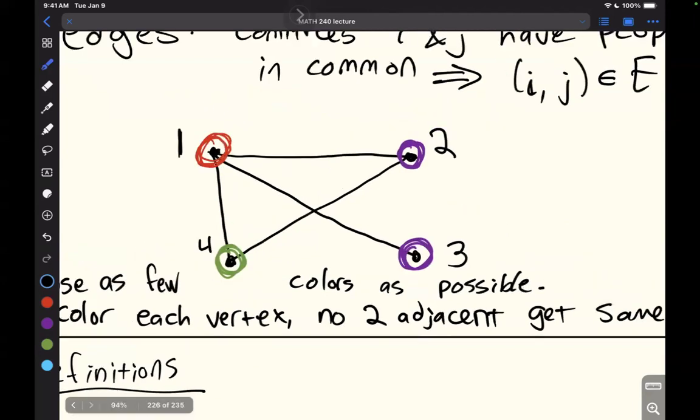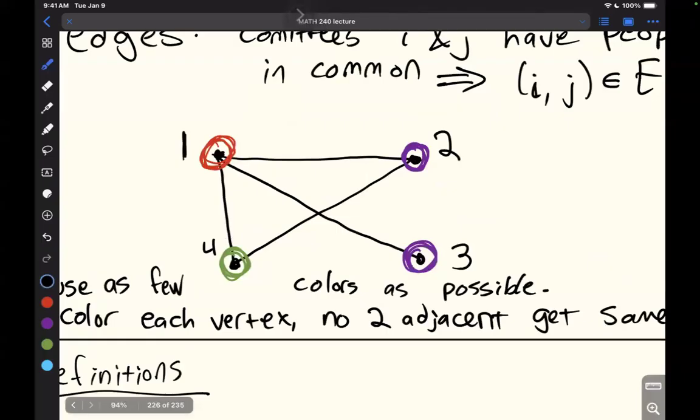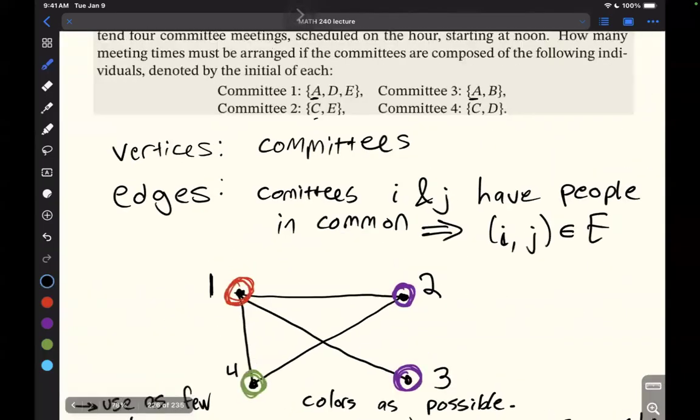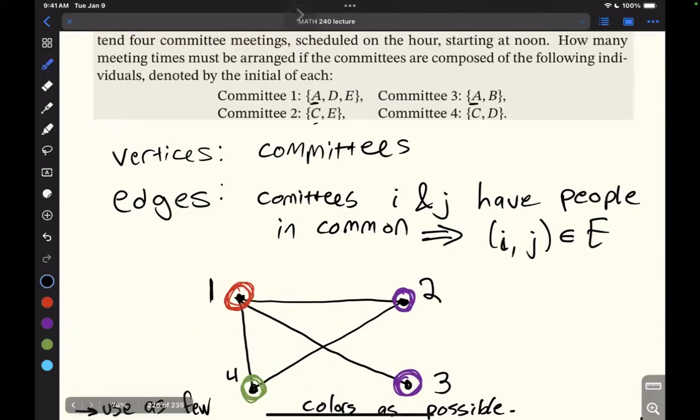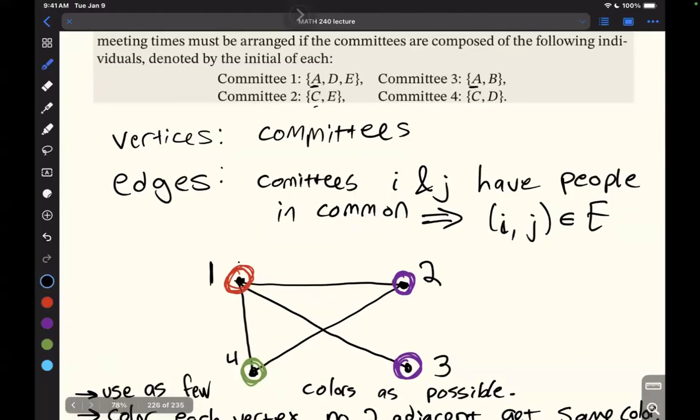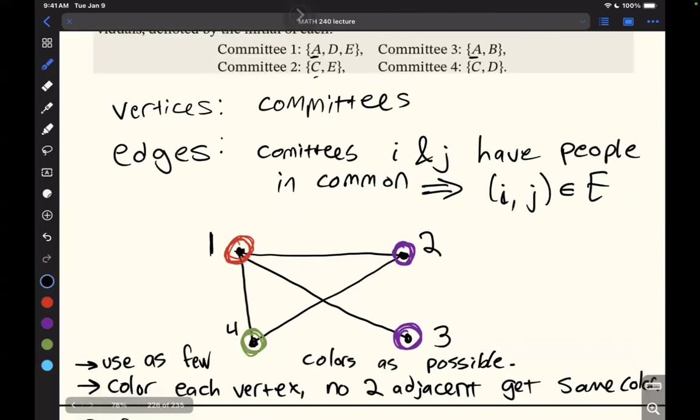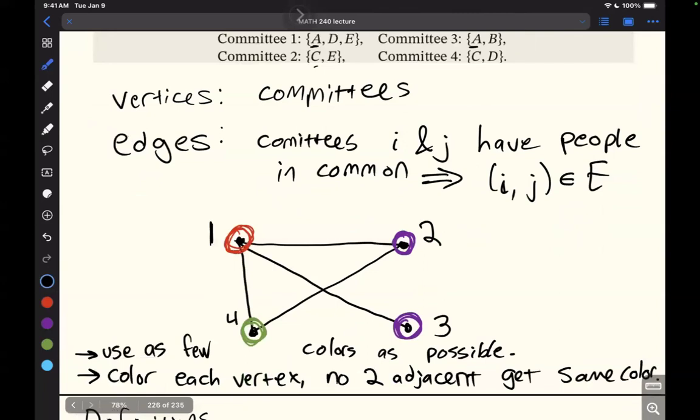And so we've made progress on our goal, but we still haven't determined an exact answer. So what this tells us is that we can have committee 1 in one block, then we can have committee 4 in another block, and then 2 and 3 can happen in the same block. Note that we could have chosen 3 and 4 to happen in the same block because there's no conflict with either of them. And so this is just a tiebreaker.